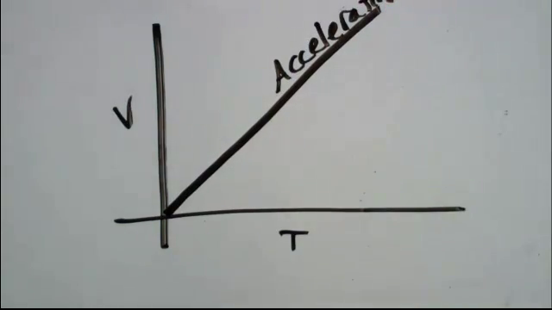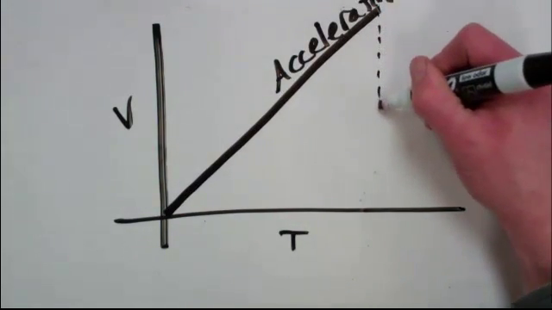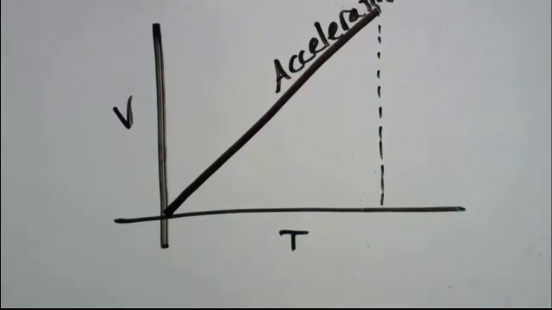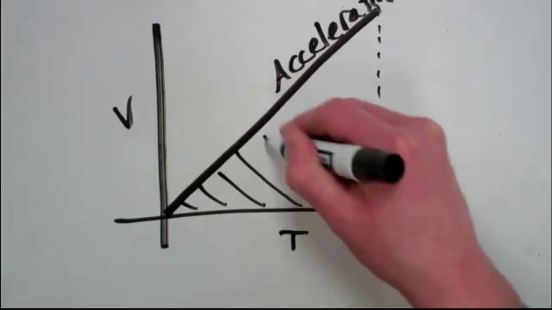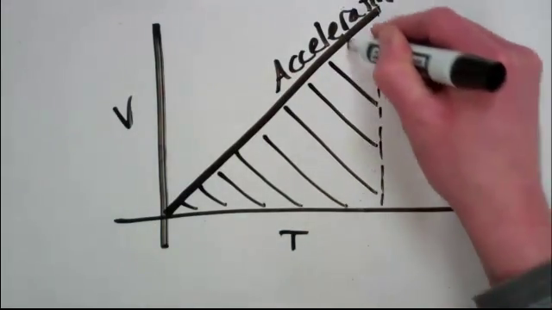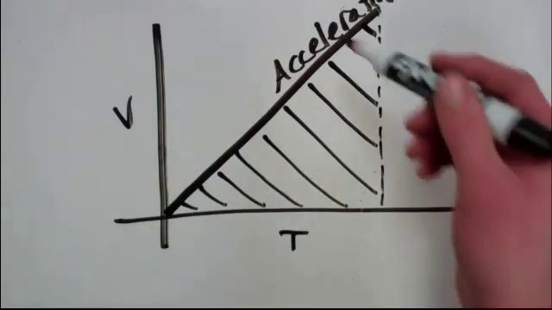Now, here's something I wanted to show you that's kind of cool you can do with this. Let's say I create just this little dotted line coming down. We can figure something out here. The area of this triangle represents yet another variable. Right? Now we have our time, we have our velocity, we have acceleration.